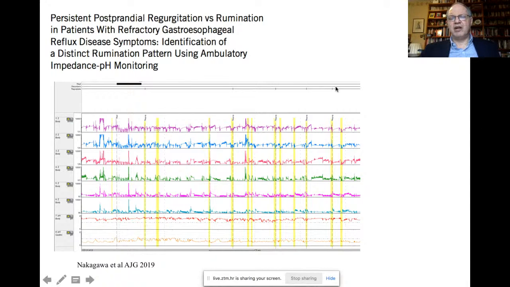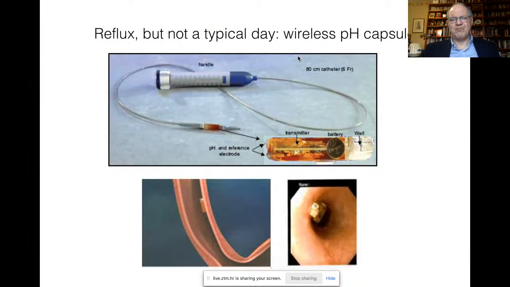This is also a very novel piece of information. So when you have a patient that you treat as reflux disease with double dose PPI, and the patient persists with regurgitations after the meal, you need to check the impedance pH tracing, because there is a chance that the patient doesn't have refractory GERD, but a psychological or behavioral disorder called rumination syndrome that deserves another treatment.